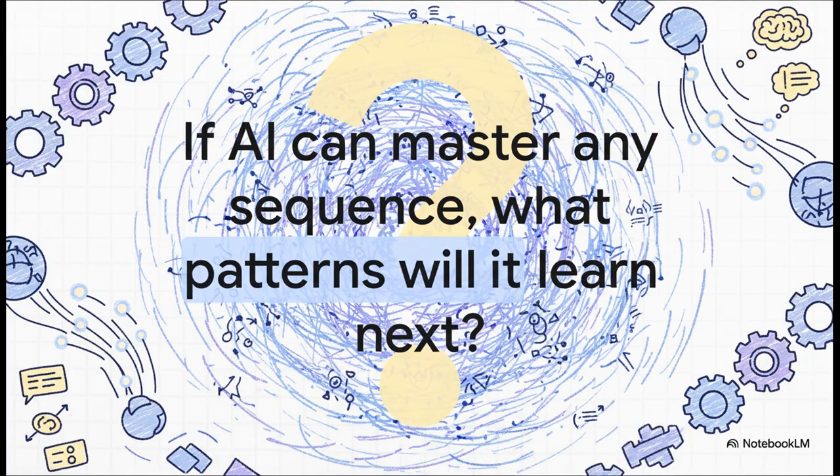And that brings us to the big takeaway here. Think about the journey we've been on. We started by simply counting words, and now we have a universal pattern-finding machine. What we've created is an engine for learning the logic of any sequence. So the truly profound question isn't just about what else it can do with language. It's much bigger than that. If this AI can master any sequence we throw at it, what patterns will it learn next?